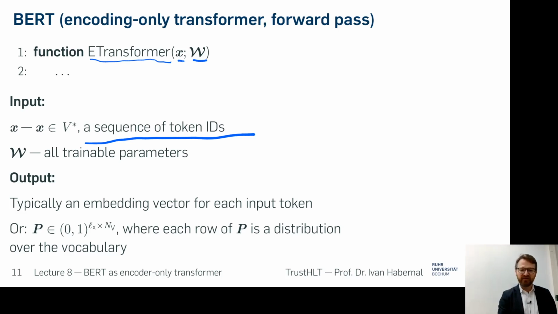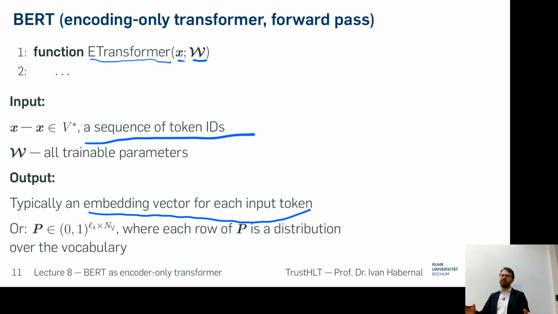And the output is typically an embedding vector for each input token, or it could be a matrix. We can project the embedding vector back to the vocabulary, basically by having each row of the size of the vocabulary and having a distribution out of it. So basically having a distribution over different words. We will come to that later. So for now, let's take the output for each token to be just an embedding vector.